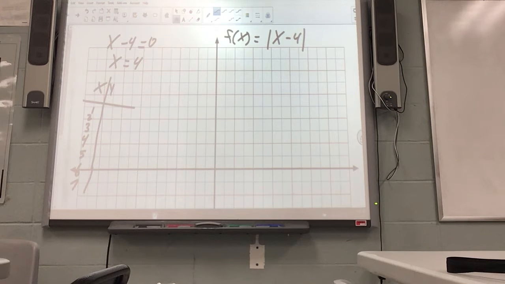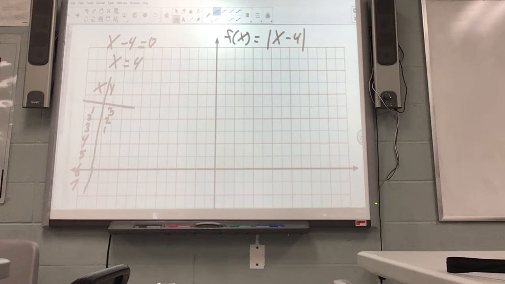Now all you're going to do is plug those in and solve. Plug my 1 in, 1 minus 4. These are easy, we're going to do this mentally. 1 minus 4 is negative 3. Absolute value of negative 3 is 3. Good job. Okay, see what we're doing? 2 minus 4 is negative 2. Absolute value of negative 2 is 2. We okay? Plug my 3 in. 3 minus 4 is negative 1. Absolute value of negative 1 is 1.